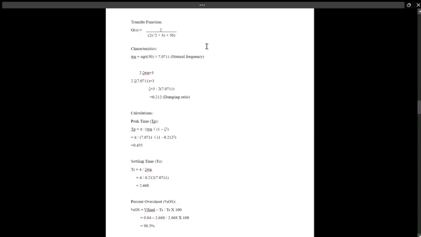Okay, this is our transfer function. So we use this to calculate our peak time, settling time, and the percentage overshoot. For the peak time, we got 0.4555. For the settling time, we got 2.668, and the percentage overshoot was 98.5%.